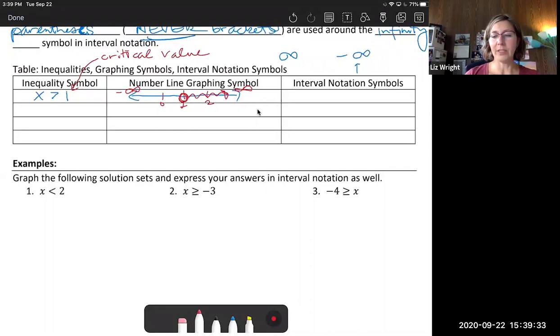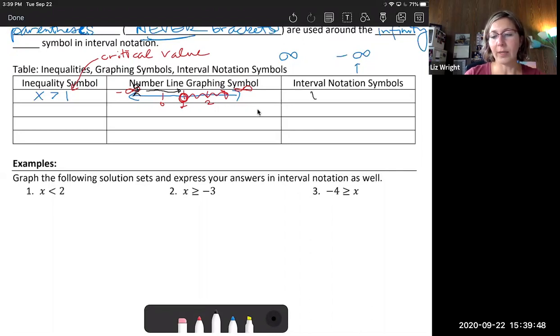Then in terms of interval notation symbols, look at your solution set. I encourage my students to think about it like a little person walking along this number line. They're walking, walking, walking. The first part of the solution set is going to be here at 1.